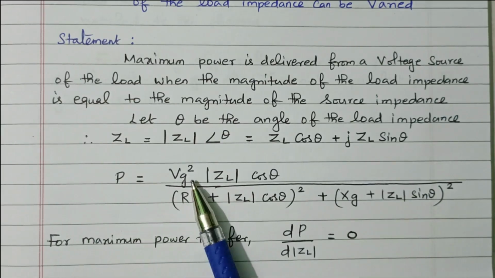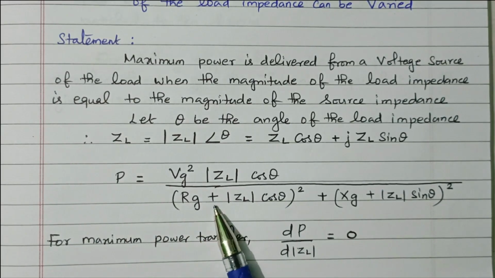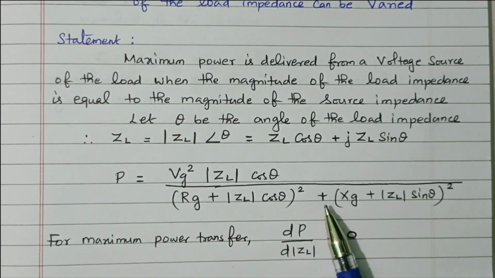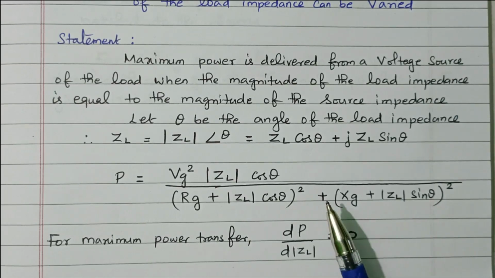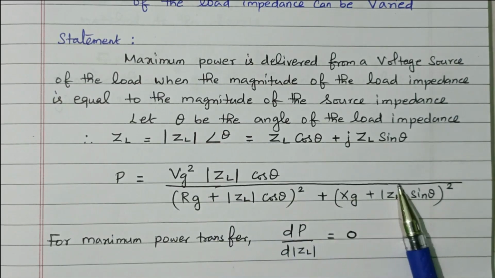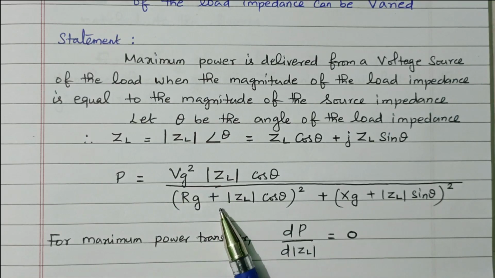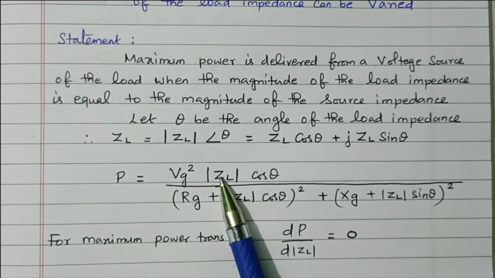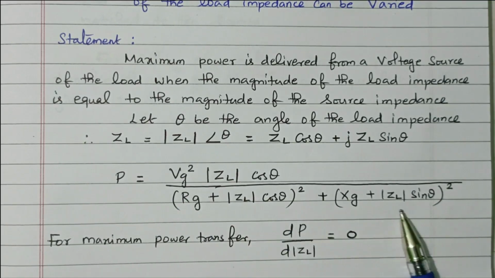So P equals Vg square times |ZL| cos theta, divided by (Rg plus |ZL| cos theta) square plus (Xg plus |ZL| sin theta) square. This is based on what we had previously, Vg square divided by 4RL. Based on that we obtain this formula, right? P equals this, Vg by R. We concentrated only on the magnitude, right? So this is the resistive term and the reactive term.